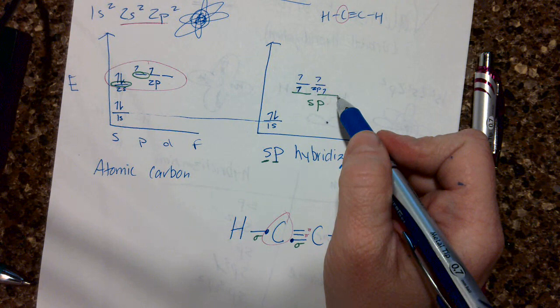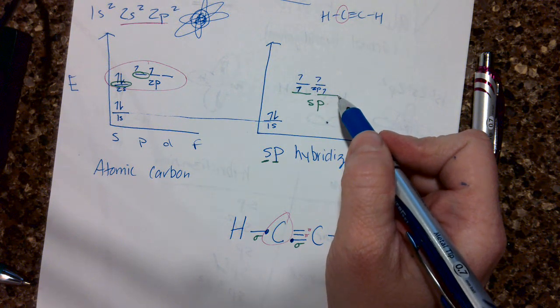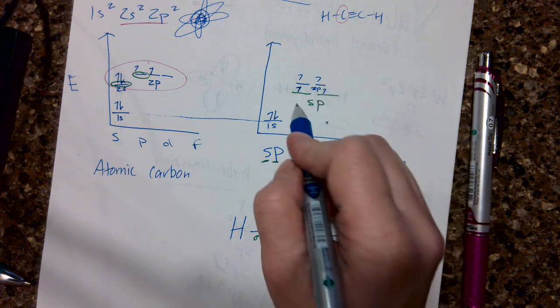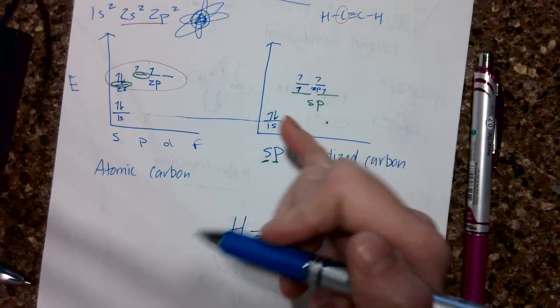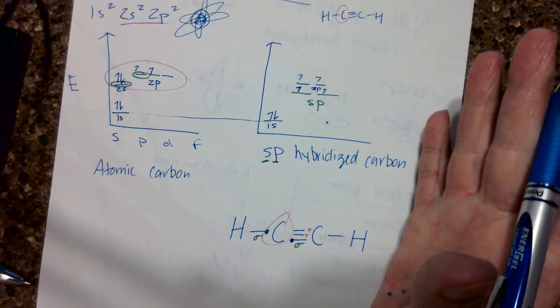So if you have 2 sigma bonds, you have to leave 2 open spots in the hybrid orbitals, right? Because you fit 2 electrons in each orbital. If we put 1 in each, right, there's 2 open spots.